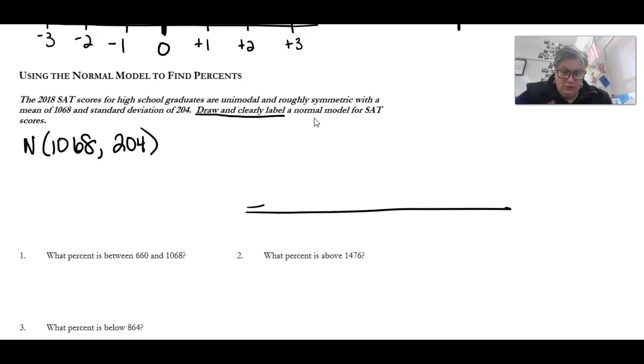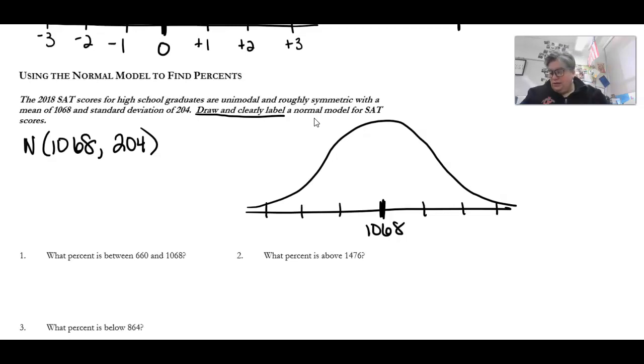Okay, so I'm going to draw my curve, and you'll get better at these with time. My mean is 1068. Now I have 3 standard deviations above and 3 standard deviations below. So I add 1068 plus 204, so this one is 1272. Then I add 204 again, 1476, and I add 204 again, 1680. Then I find my standard deviations below. 1068 minus 204 is 864, minus 204 is 660, and minus 204 is 456.